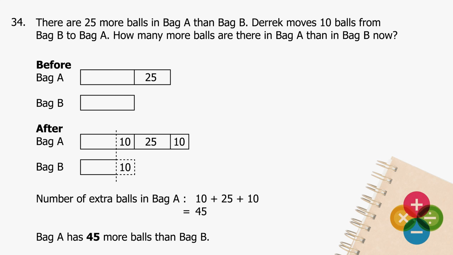The number of extra balls in bag A will be: add 10 to 25, to 10, and the sum is 45. Bag A has 45 more balls than bag B.